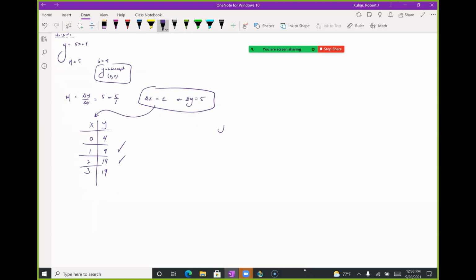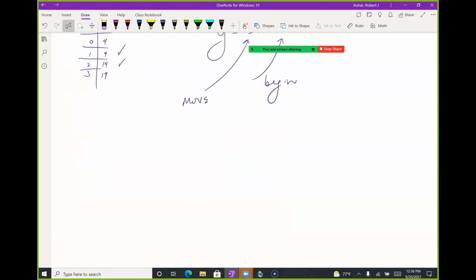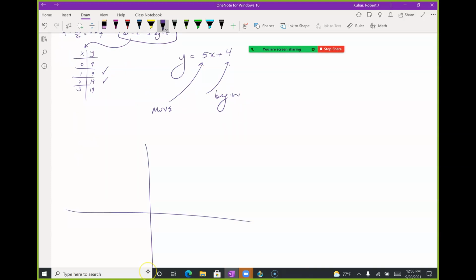Now, when I used to teach 8th graders how to graph this, I'd say this is where you begin, and this is how you move. mx plus b, right? So I'm beginning at 0, 4, and I'm going up 5, 1, 2, 3, 4, 5, and over 1. And there's my line. So I went up 5 and over 1, right? There's my delta y over delta x.